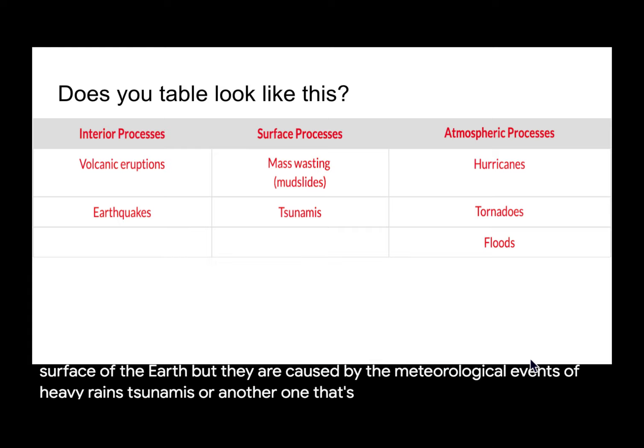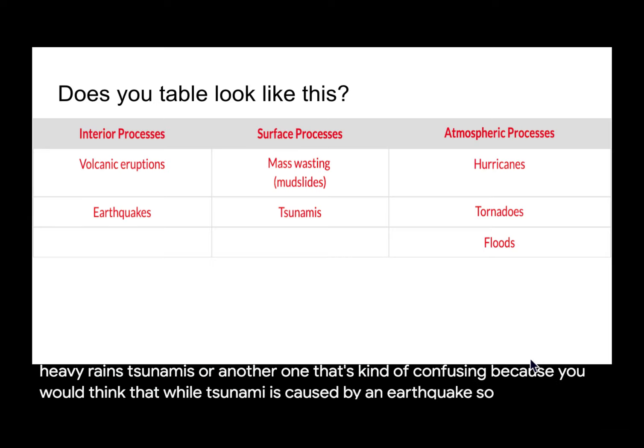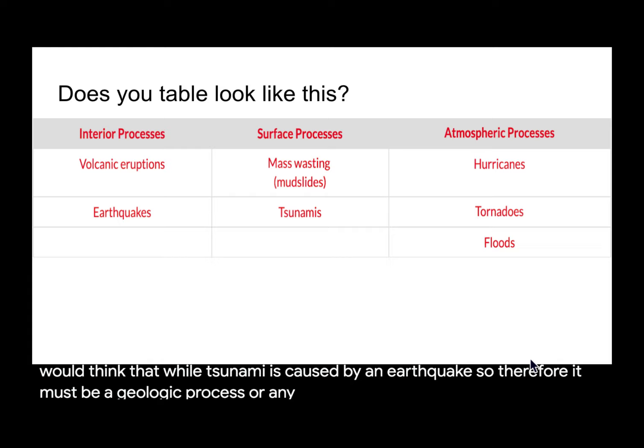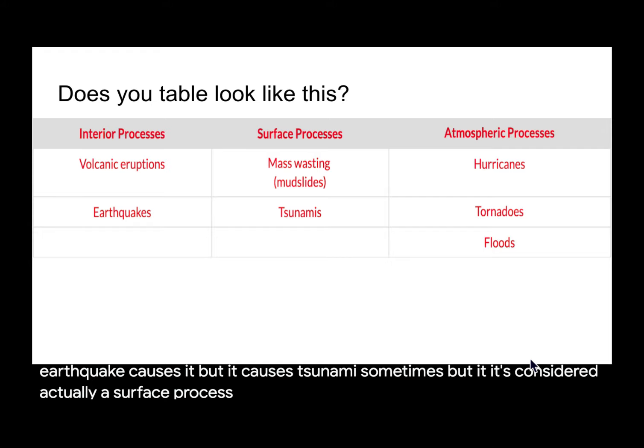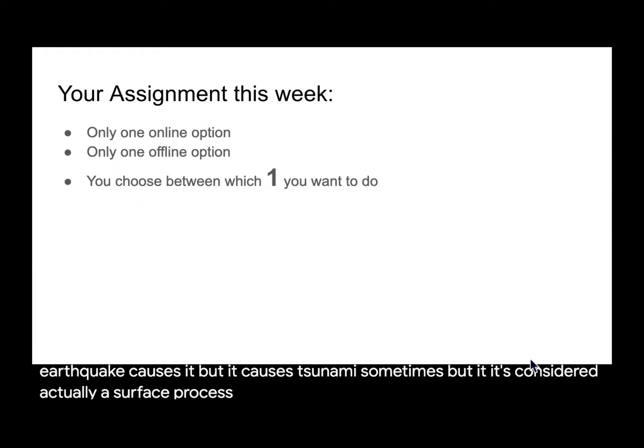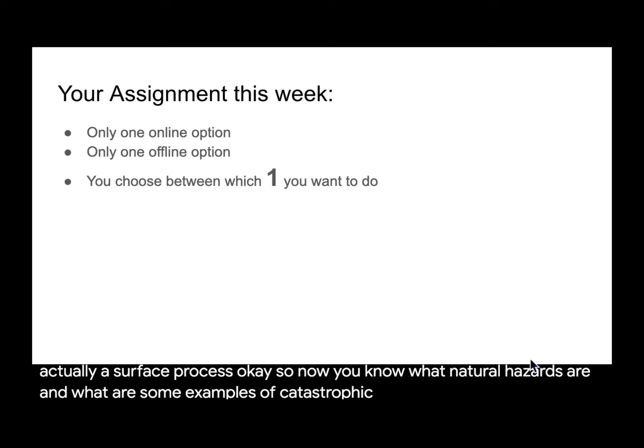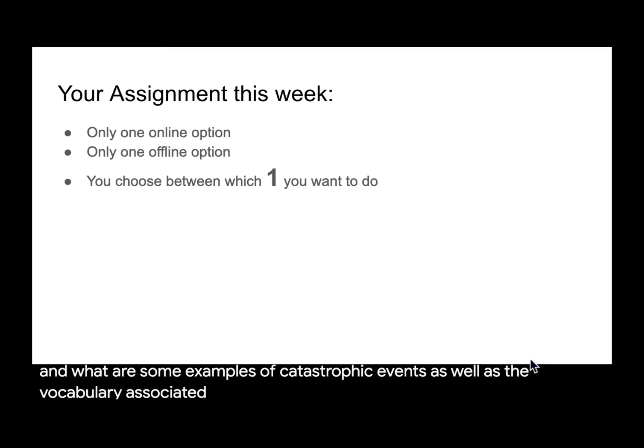Tsunamis are another one that's kind of confusing, because you would think that a tsunami is caused by an earthquake, so therefore it must be a geologic process or an interior process, but it isn't. Yes, the earthquake causes it, but it's considered actually a surface process. Okay, so now you know what natural hazards are and some examples of catastrophic events, as well as the vocabulary associated with this information.